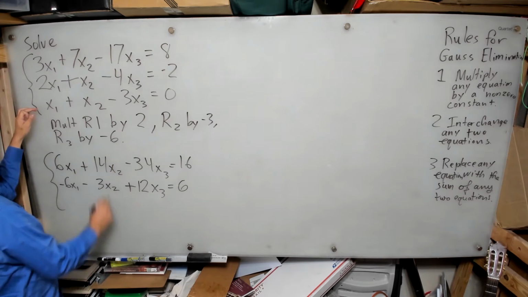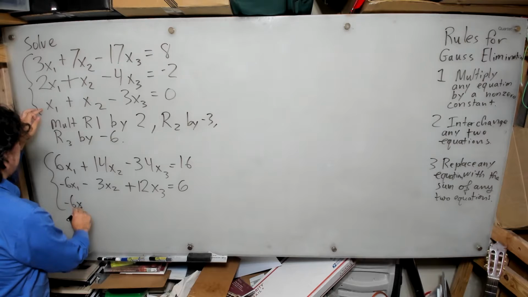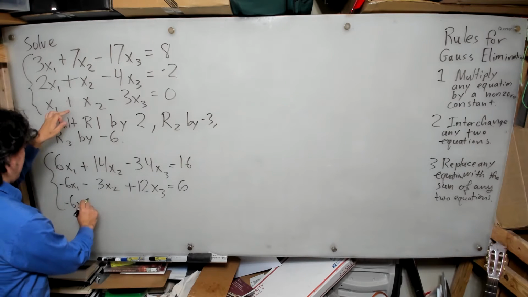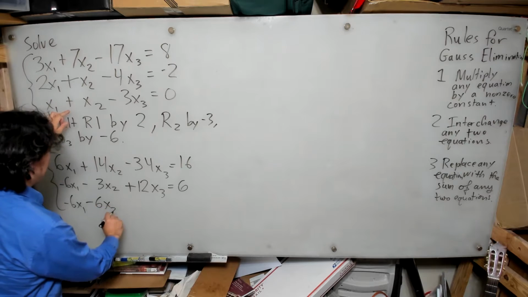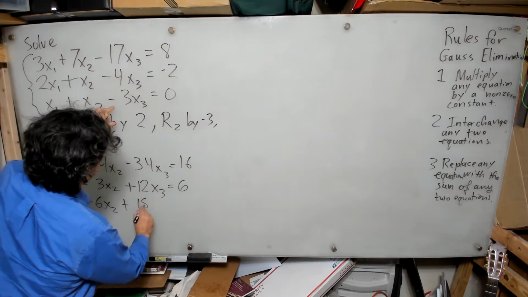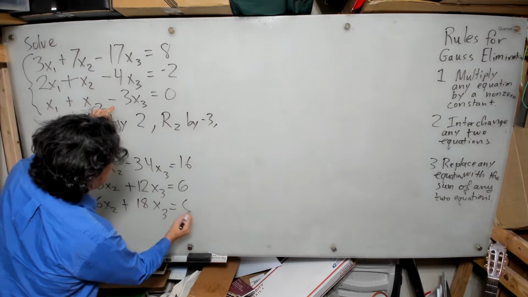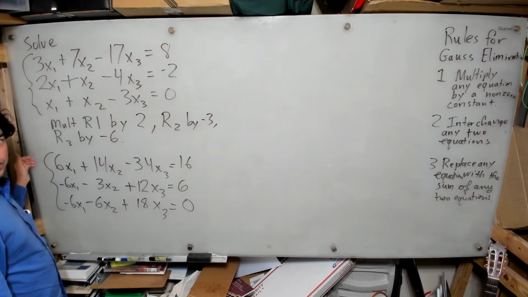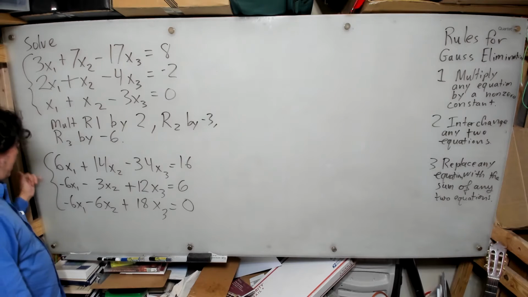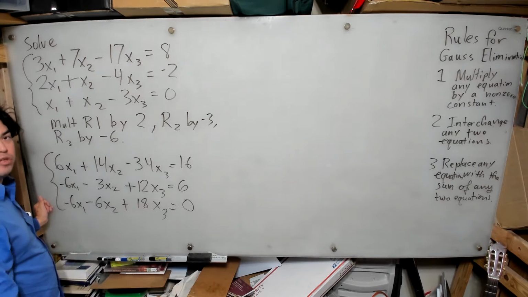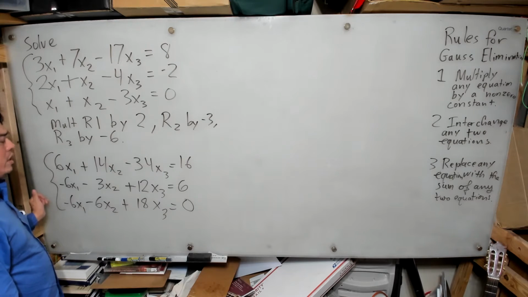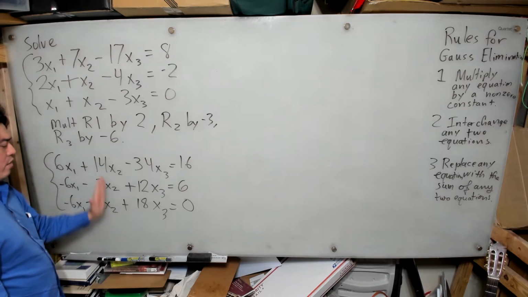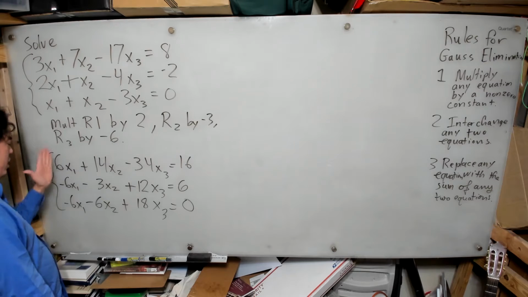Now I'm going to multiply R3 by negative 6. So that'll be negative 6x1 minus 6x2 plus 18x3 equals 0. Okay? Now, as we did this, we started off with the idea that I'm going to get one of the variables to have one number and the others to have the additive inverse as the coefficients of that variable. I did it for variable x1, the variable in the first column, but you could have done that with any variable in any column. But anyway, I started here.